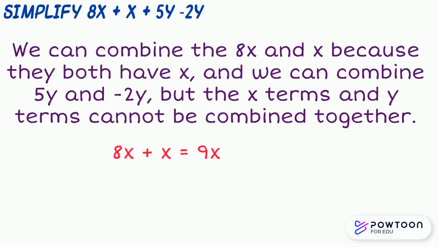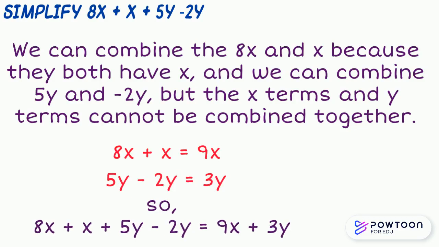First, we'll combine our x's, so 8x plus x. Remember, that's the same thing as saying 8x plus 1x, which is just 9x. Then we can say 5y minus 2y is just 3y. So our whole expression that's being combined simplifies to 9x plus 3y.